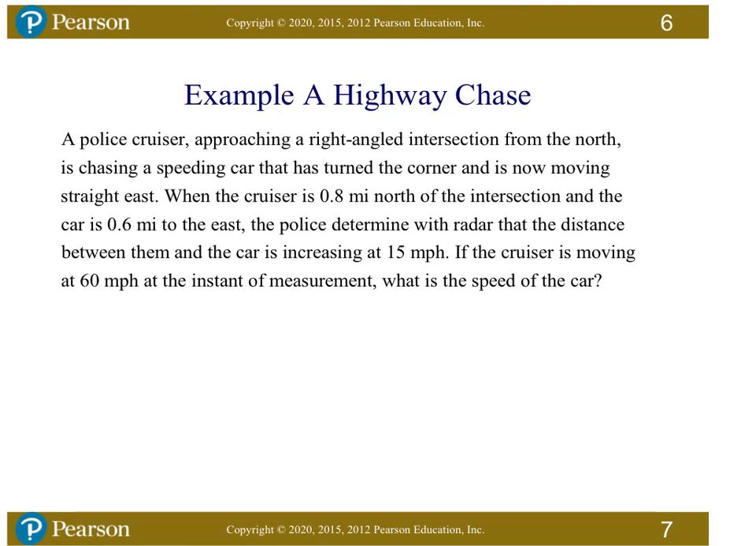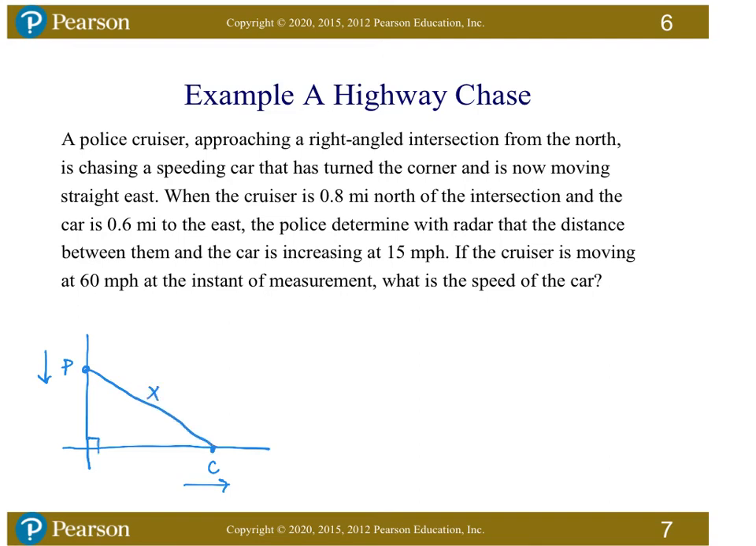Okay, last one. Here we have our famous cops and robbers problem. A police cruiser is approaching a right-angled intersection from the north. So here we have our police officer approaching from the north, which means traveling south, chasing a speeding car that's already turned the corner. So here's our car, and that is traveling east. And then we've got the distance between the two, which we'll call x.